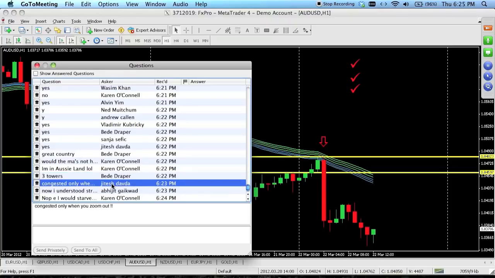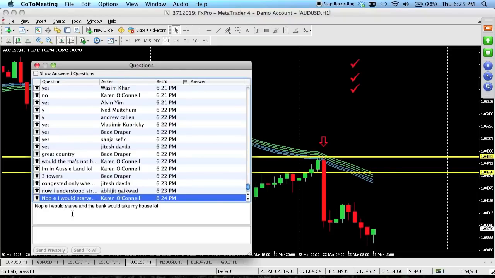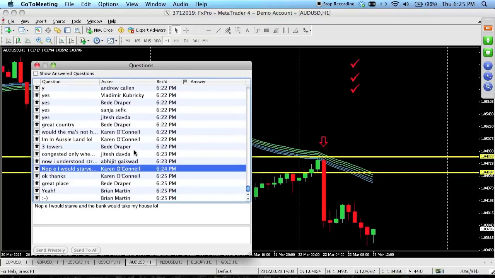Okay, the three towers are congested only when you zoom out. Okay, we'll take a look at that. And Abhijit, now I understand the strategy. Okay, very good. Karen, nope, I would starve and the bank would only take my house. Okay, yeah, so $24 is not worth it.